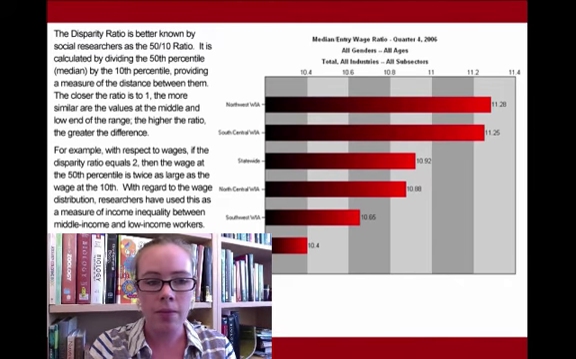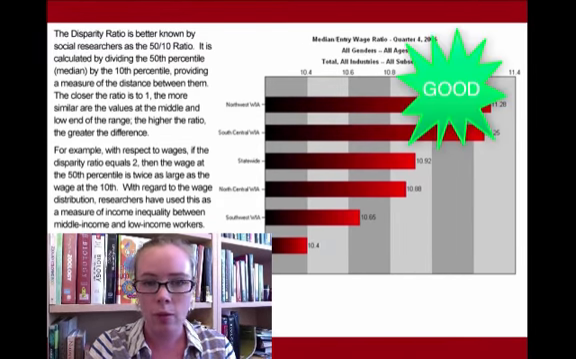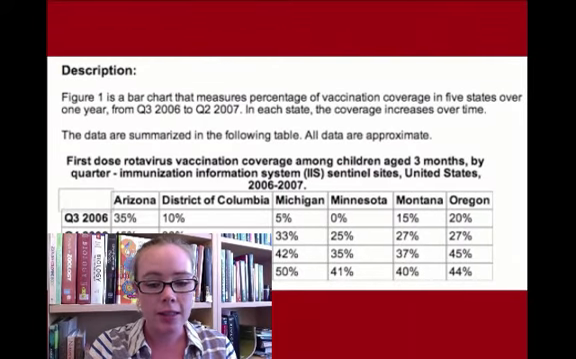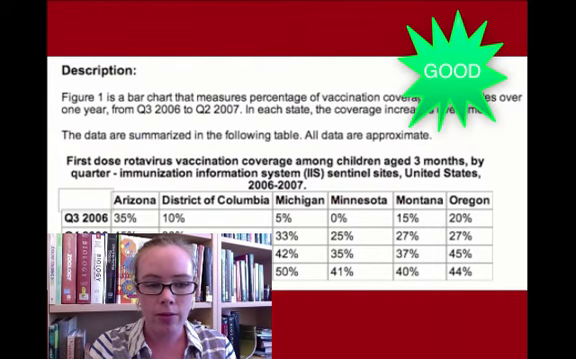Like this one. This graph has a great description. Without looking through the research paper, you're able to read the description of the graph alone next to the graph and understand the basic ideas. Here is a table that is also a good table. It has a description, a title, and labels for all the units.